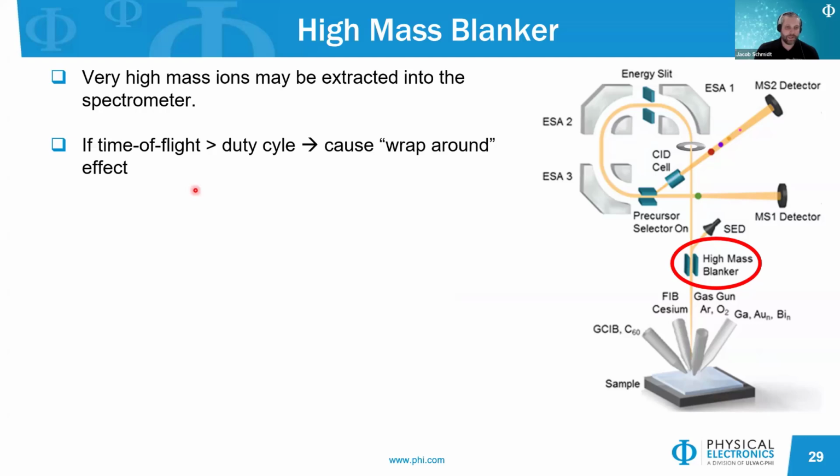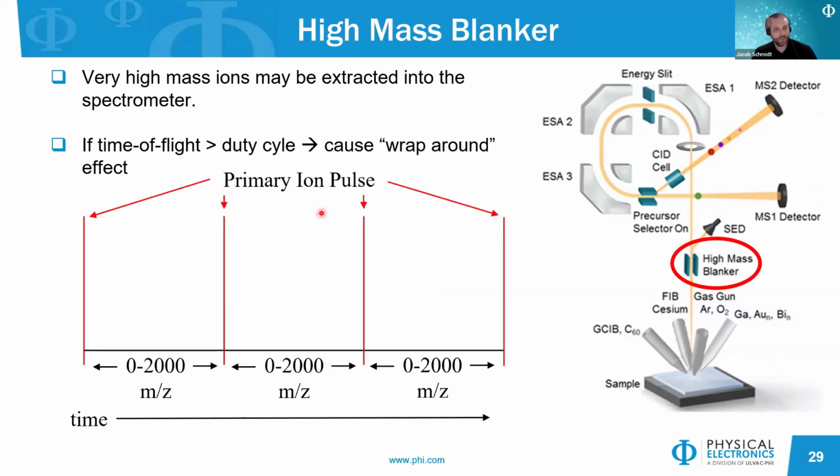If a high mass ion has a time of flight that's greater than the duty cycle of the spectrometer, this will cause a wraparound effect. I'll show how that works here. The duty cycle of the spectrometer is the mass window that you're analyzing. In this case, we'll say we're analyzing between 0 and 2000 m/z. If an ion has a mass of 1000, it will take about half of the duty cycle to fly through the spectrometer and hit the detector, and that will be recorded as a mass of 1000.